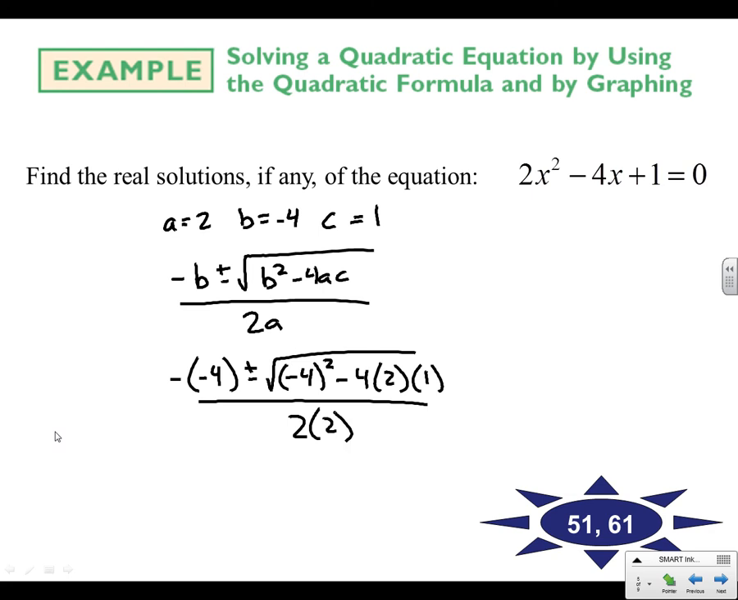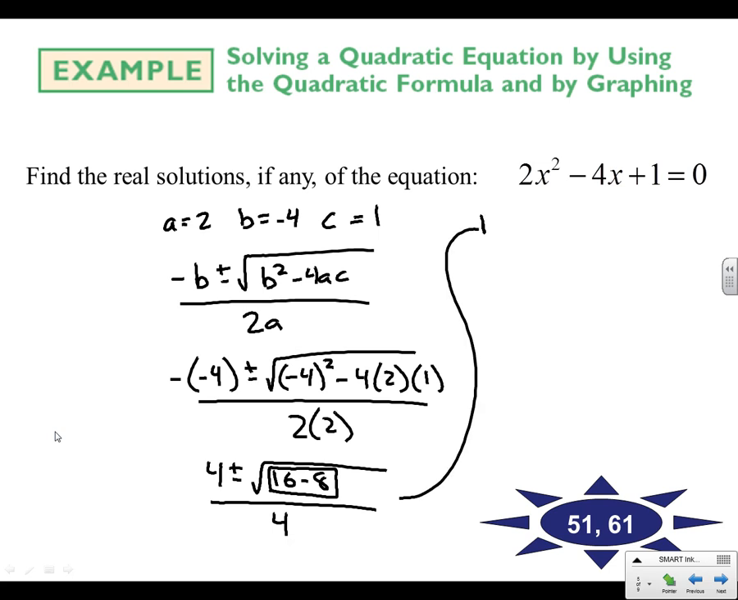Let's go ahead and clean this up. Negative negative 4 is 4. 4 squared is 16, minus 8. Right away we can see our discriminant is going to be positive. We're going to have two real solutions, all over 4. Let's keep going with this. Clean up the square root: 4 plus or minus the square root of 8, all over 4.